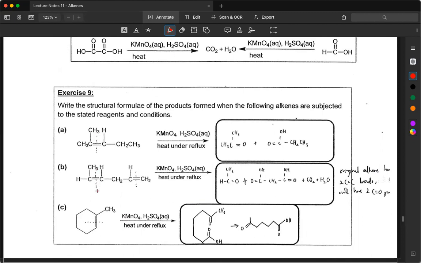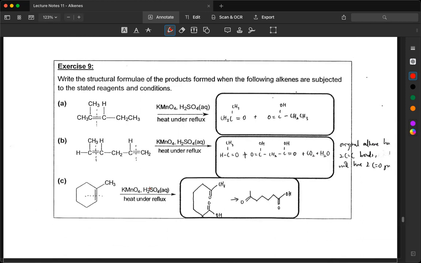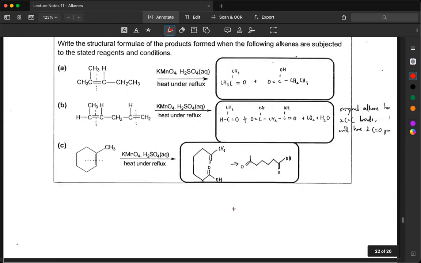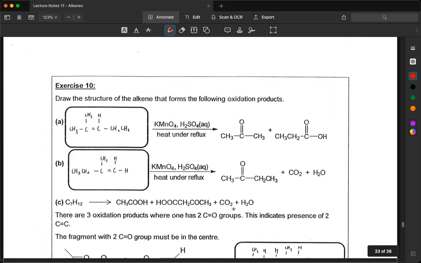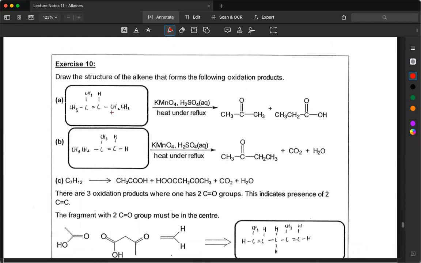But if I have this one, it will form CO, ketone again. And then this part here will be C double bond OH. This part is a terminal carbon, becomes CO2 and water. Then you have this one, O, but then this will be reconfigured to form this. Okay, more examples. Draw the structure of the alkene that forms the oxidation products.